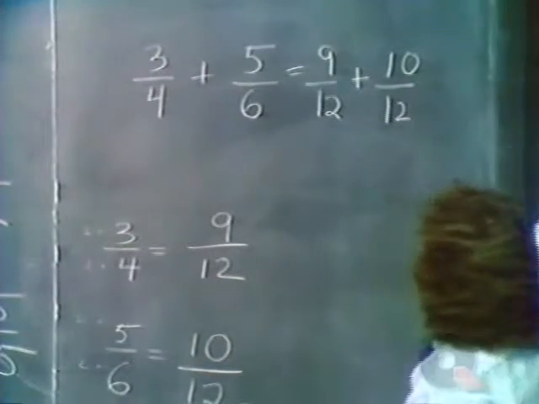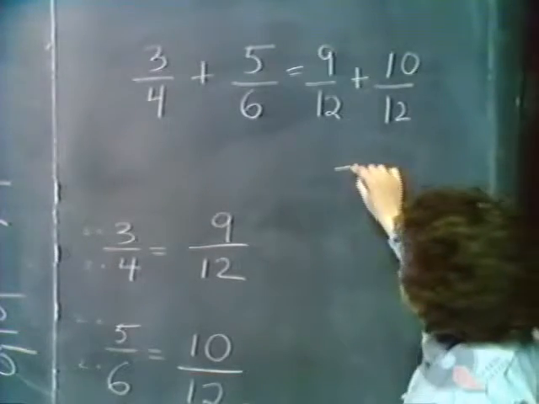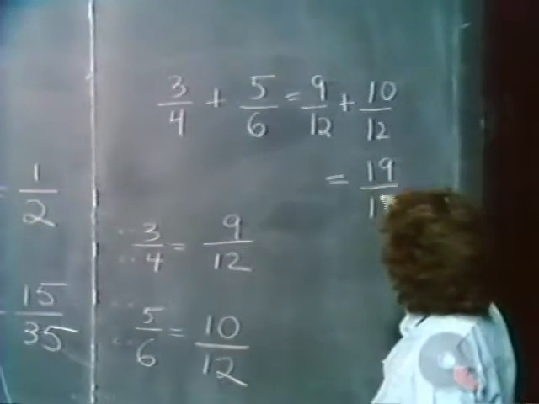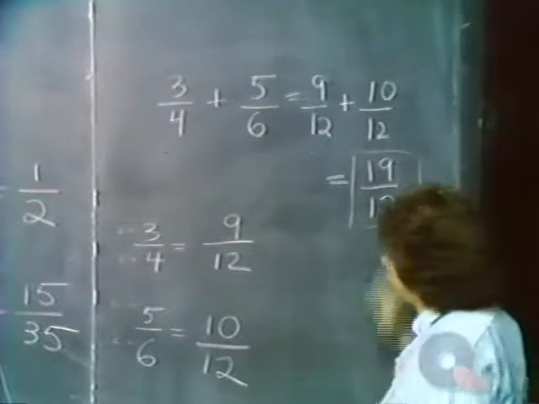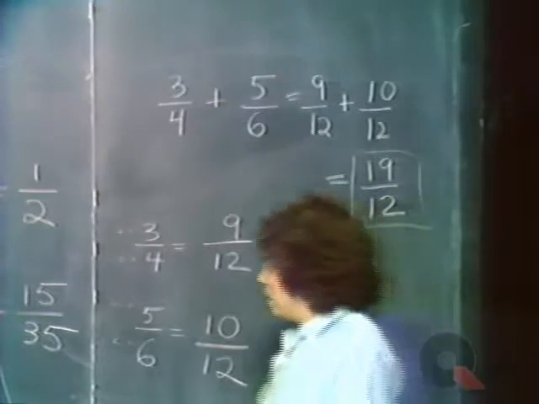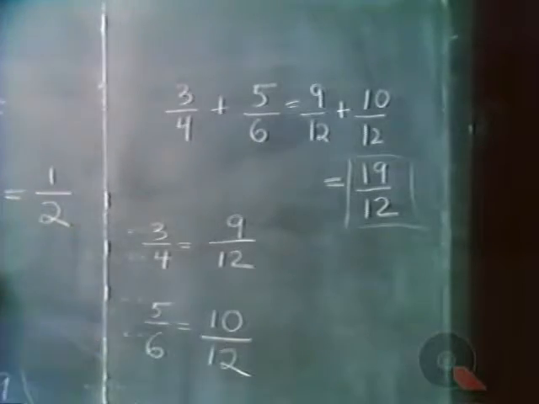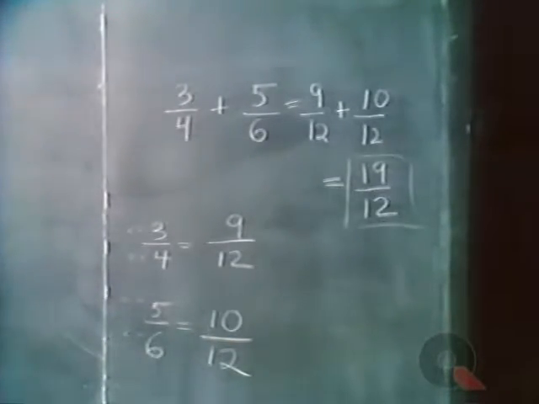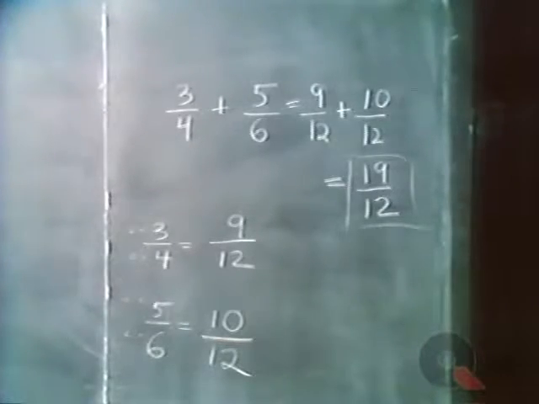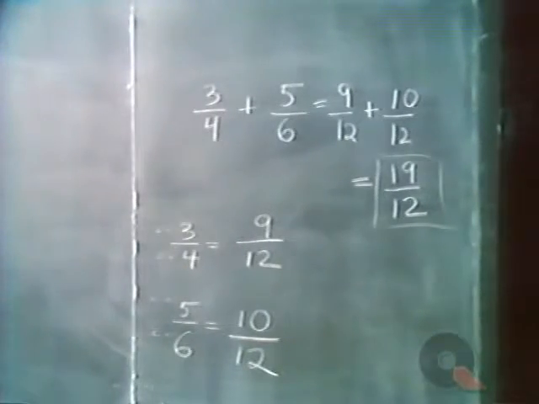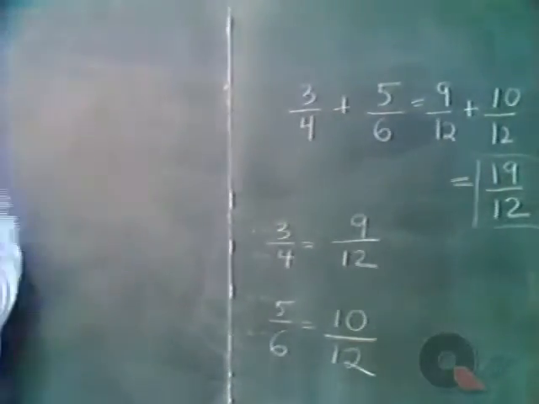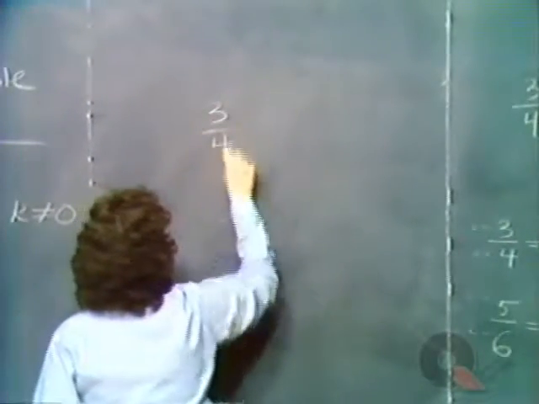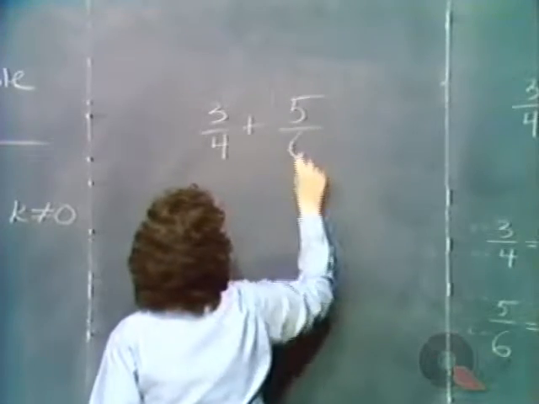Now that they have the same denominator, we can add 9/12 plus 10/12, which gives us 19/12 as the answer to the problem. Now, if you happen to see that 12 is the lowest common denominator, fine. If not, it's not terrible if you use the product of the denominators. Let's see what would happen in that case. It's not the preferred way, but we wanted to add 3/4 plus 5/6.